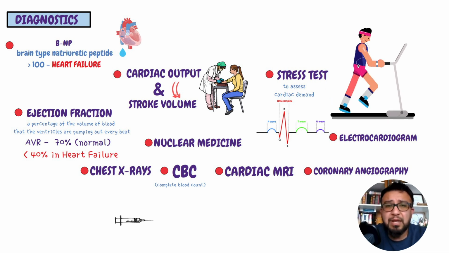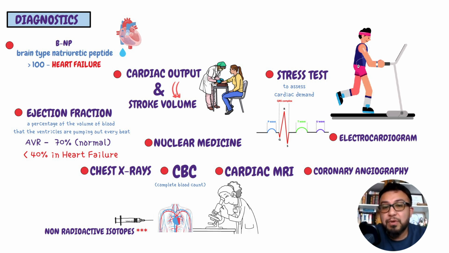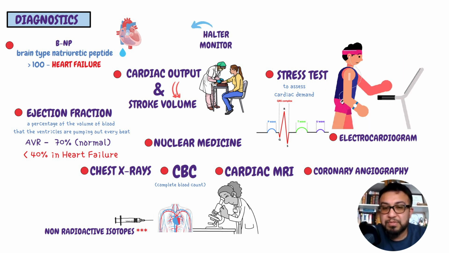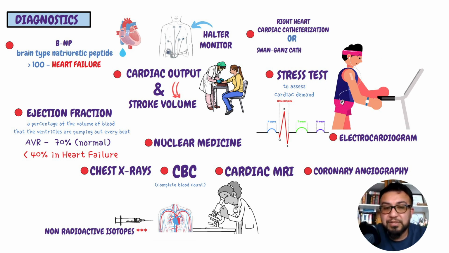Sometimes we inject radioactive isotopes or non-radioactive isotopes into the systemic circulation, and we visualize how well those isotopes are being absorbed by the ventricles, and that lets us know if the heart is doing what it's supposed to be doing. We could also place the patient on a Holter monitor, which continuously assesses the electrical representation of the heart. And we can also do right heart cardiac catheterization, which assesses pulmonary pressure, and something called the Swan-Ganz catheterization.